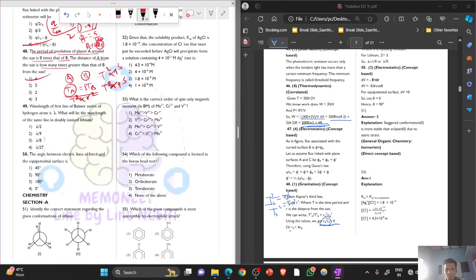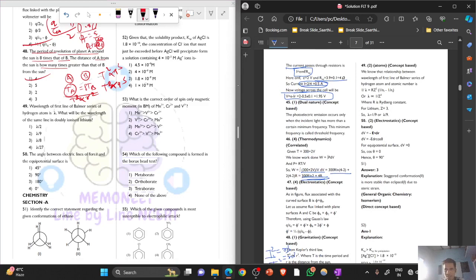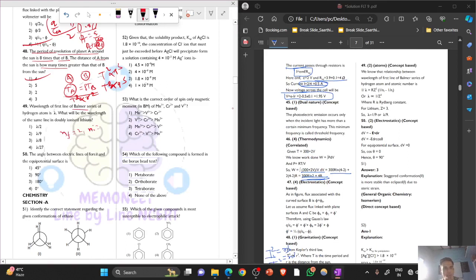Now moving to the next question. The wavelength of the first line of the Balmer series is lambda. Final will be 2 and initial will be whatever you want. What will be the wavelength of the same line in doubly ionized lithium? It is asking about doubly ionized lithium.